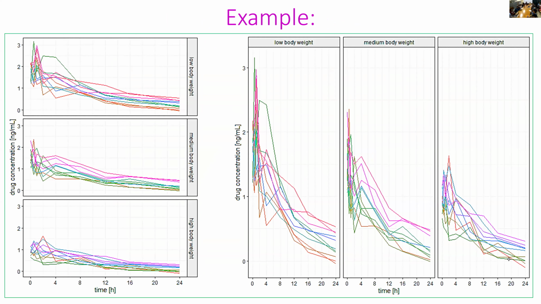Okay, on the x-axis here is time, 0 to 24 hours. I'm comparing drug concentration. I give a drug, and each line represents one human being. Pharmacology studies are done like this, over 24 hours. Initially, the drug concentration will be high after I give it, then the drug concentration will come down. I want to look at whether low body weight, medium body weight, or high body weight affects the drug concentration. So how does it affect drug concentration?